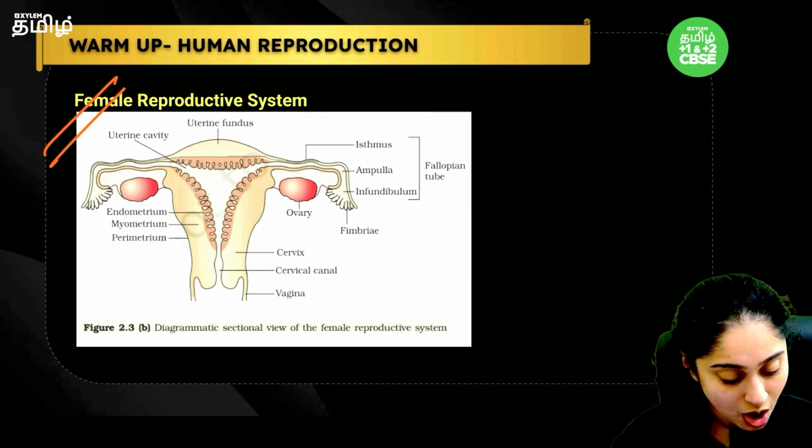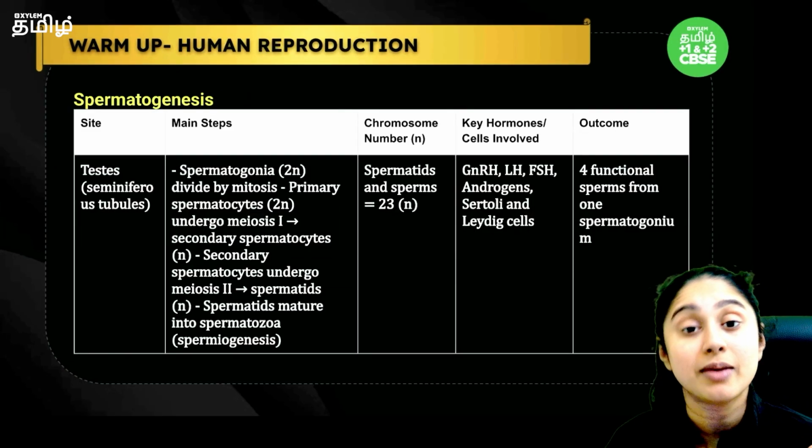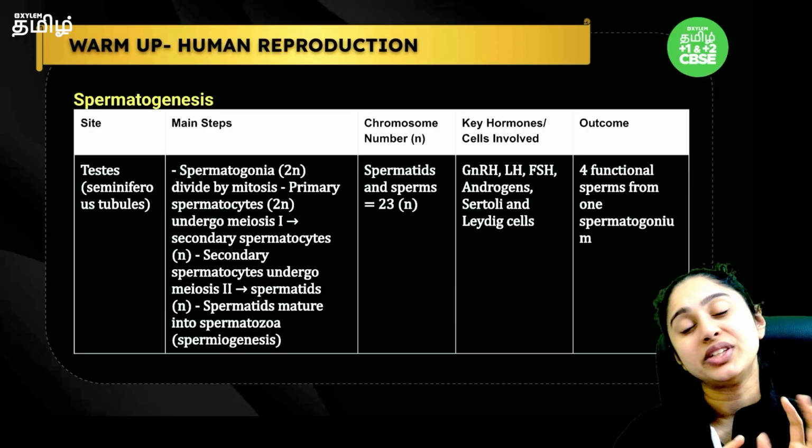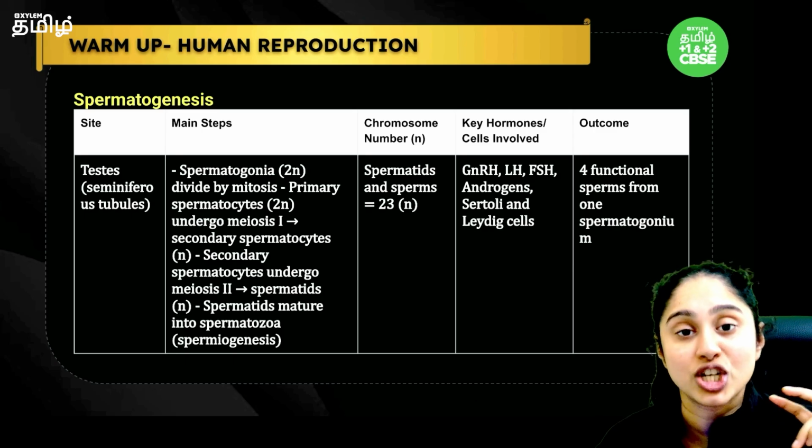Clear everybody? Okay, so we are done with the female reproductive system as well. Once we know the anatomy of the males and the females, now we have to talk about spermatogenesis.